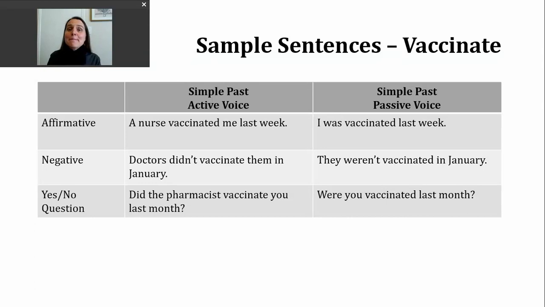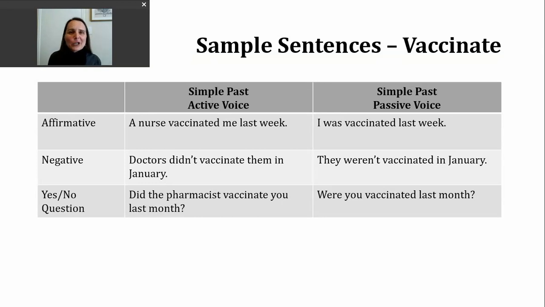Now, let's look at making a negative sentence. We could say, doctors didn't vaccinate them in January. Again, now we know who is responsible for administering or giving the vaccine to a group of people. In the passive voice, we would say they weren't vaccinated in January. So here, let's look again at the different structure. In the active voice, we're using did not and then the base verb, so no ed here. In the passive voice, again, we're using a past form of be, then not, and then the participle form of the verb.